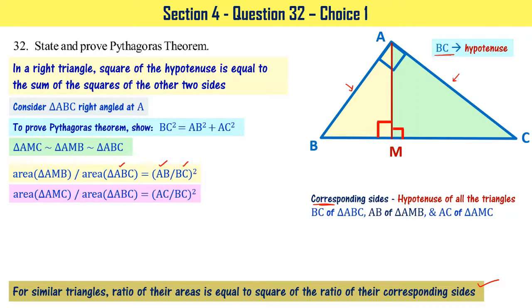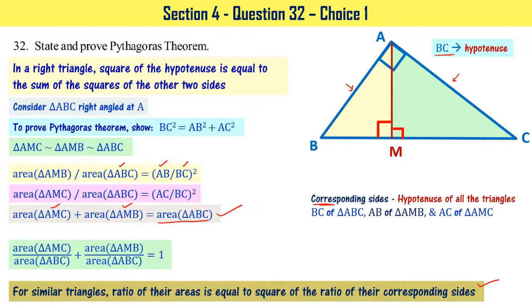And as you have seen in the figure, triangle ABC is split into two small triangles, right? It means area of triangle AMC plus area of triangle AMB is going to be equal to area of triangle ABC, because these two triangles have formed out of triangle ABC, right? Now let me rearrange this particular equation.